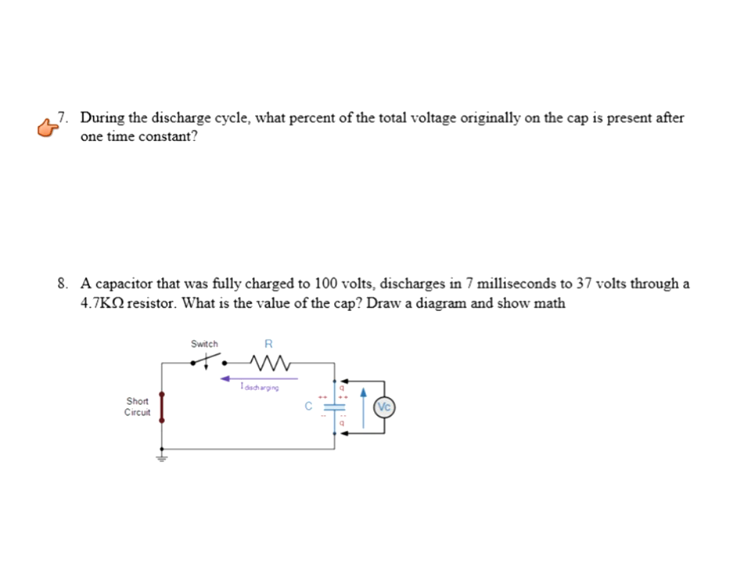Okay, during the discharge cycle, what percent of the total voltage is left after you begin to discharge? Well, the total voltage on the cap starts with some value, and then at 1 time constant during discharge, it will drop to 37%. So it's 37% of what the capacitor was originally charged to.